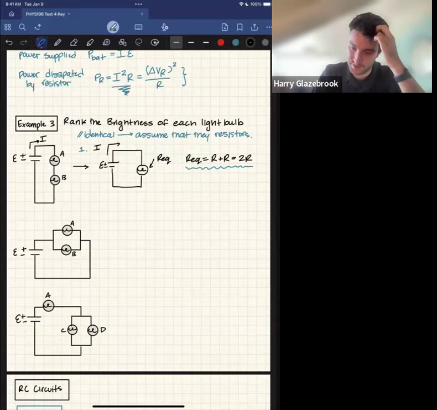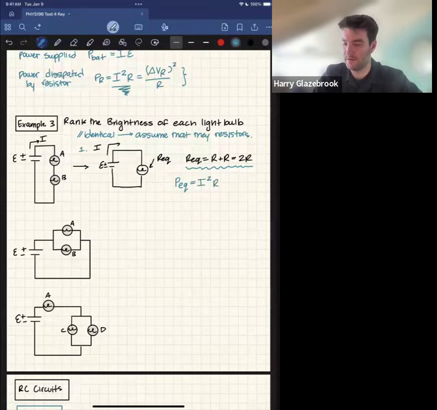So there's a few ways you can do this. Trying to see what's the best way. We could start by just writing the power dissipated by this equivalent light bulb. So the power dissipated by that light bulb is going to equal the current going through it, which is just this big I, so I squared, times its resistance, which is R equivalent. So that's the power dissipated by this light bulb.